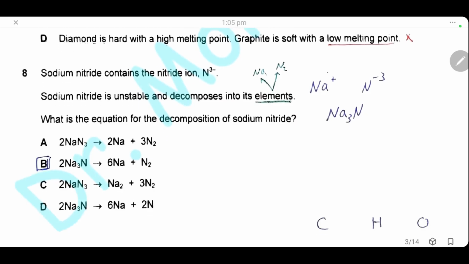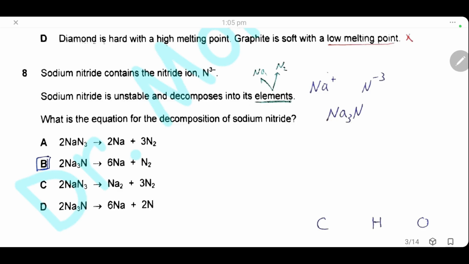Question 8. Sodium nitride contains the nitride ion N3-. Sodium nitride is unstable. It decomposes into its elements. As we know, in sodium nitride, sodium has a positive charge. It's in group 1. It forms an ion of +1 charge. The nitride ion has a -3 charge. So the formula will be Na3N.